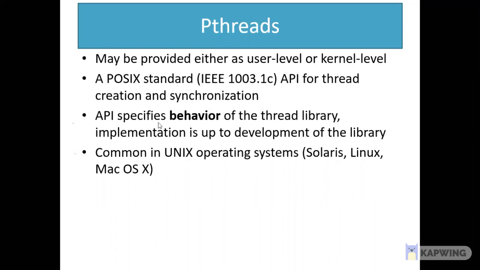The API specifies the behavior of the thread library. The implementation is up to the developers of the libraries. It is common in UNIX operating systems: Solaris, Linux, and Mac OS X. So these are used in UNIX operating systems.